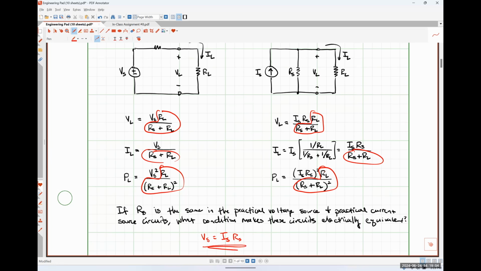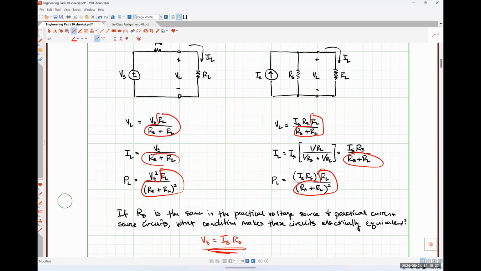So this common factor right here of VS is equal to IS times RS, and I'll be damned if it isn't literally just Ohm's law, allows us to swap back and forth between a practical voltage source and a practical current source. Now, there are some rules here, okay?